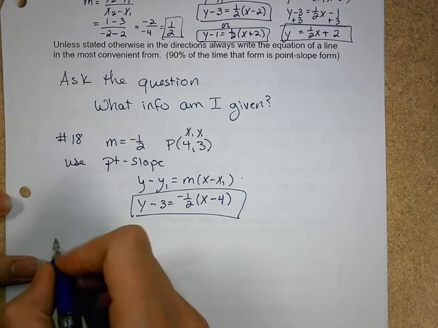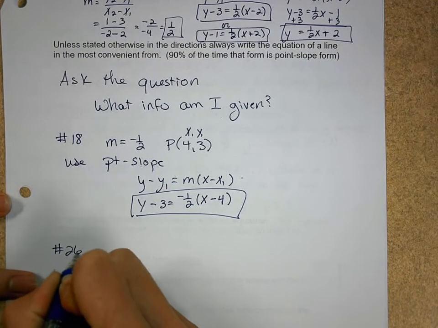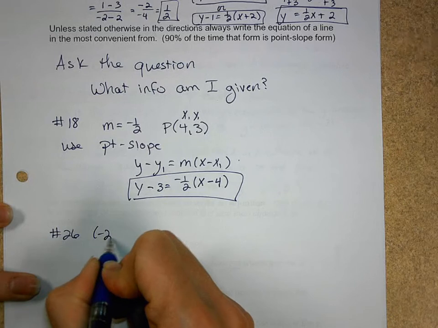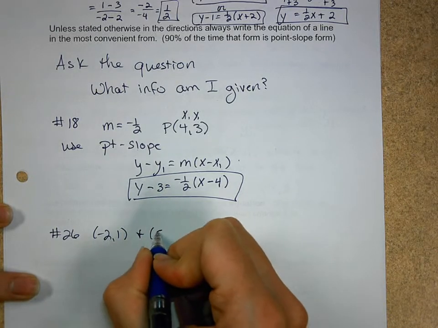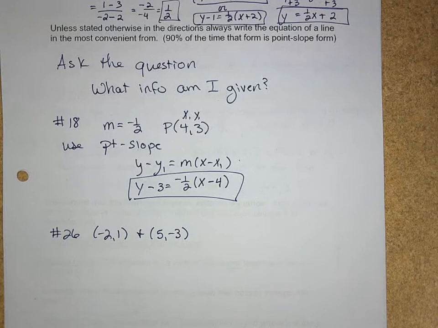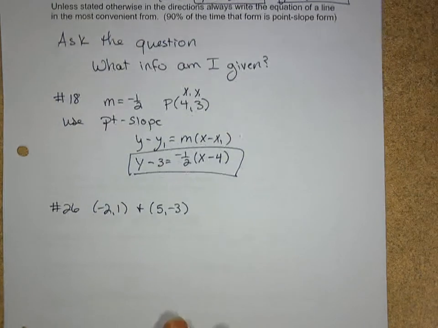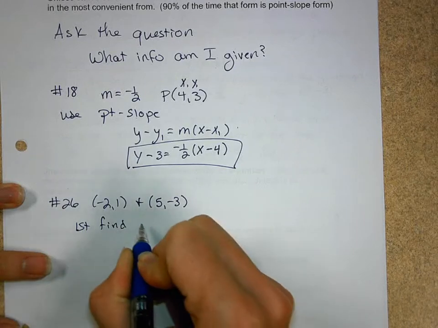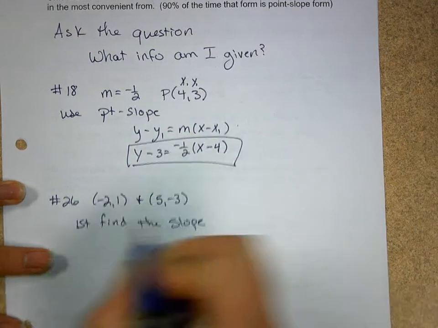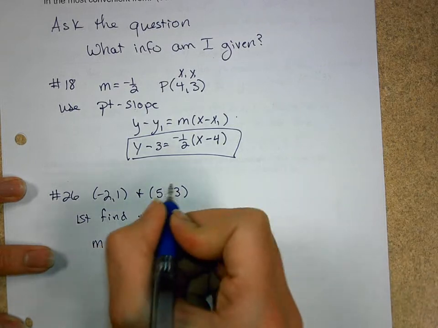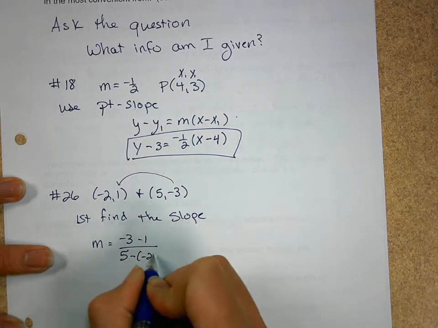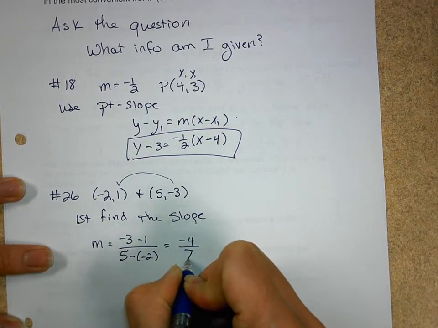Then, what if we have one like number 26? Now, number 26, you have the point negative 2, 1, and 5, negative 3. You're given 2 points. So I have points, but I have what? No slope. But then you ask yourself the question, can I find the slope? Yeah. So you first find the slope. So I'm going to go m is equal to change in y, so I'm going to go this direction, negative 3 minus 1 over 5 minus a negative 2. So it's a negative 4 over 7. So we're just going to leave it that way.